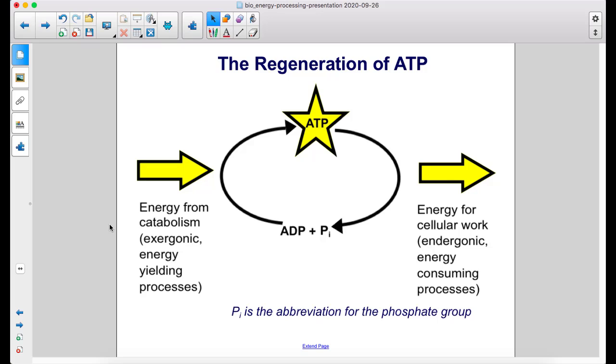The regeneration of ATP. You can see that energy from catabolism, exergonic energy-yielding processes, goes in, and then the energy for cellular work, endergonic energy-consuming processes, goes out.